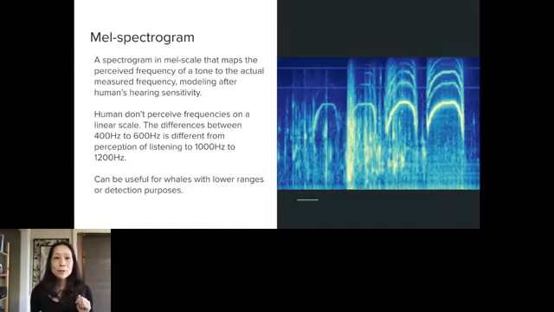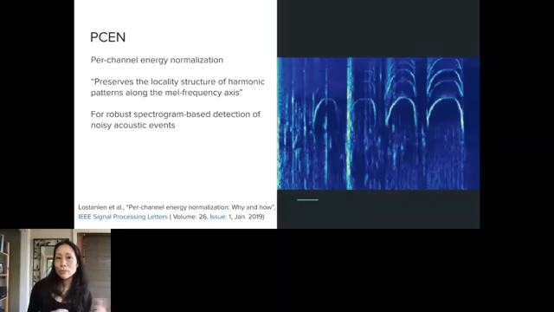And then there's another nice way to process your mel spectrogram. They call it per-channel energy normalization. It actually preserves the locality, the structure, and the harmonics data in the mel's frequency axis.